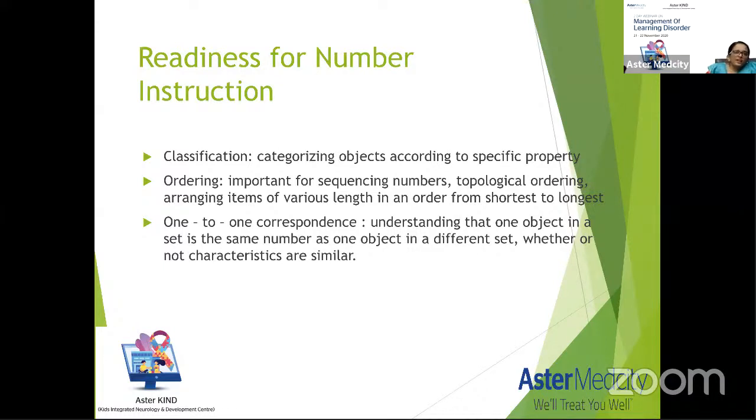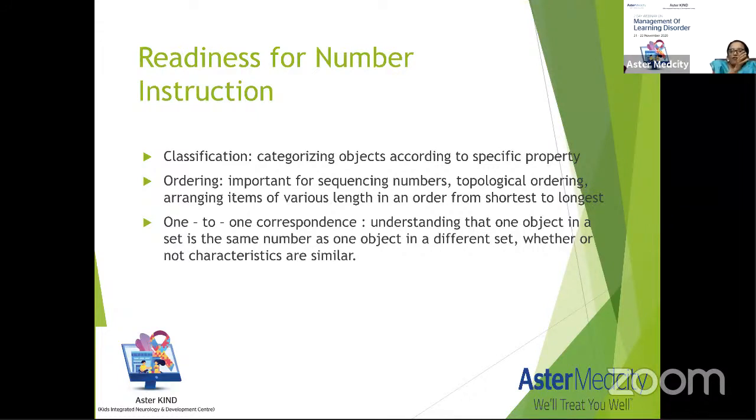First of all, it is classification. Give some material to the child and ask them to arrange it according to a specific property, such as color or shape. These are the basics of math, so classification exercises must be given. Then ordering: it is important for learning ascending and descending order, how to order things from smallest to largest or from largest to smallest. So ordering skills are a must.